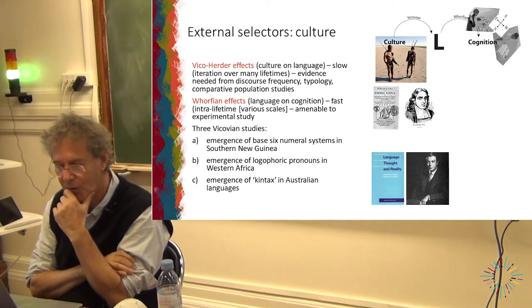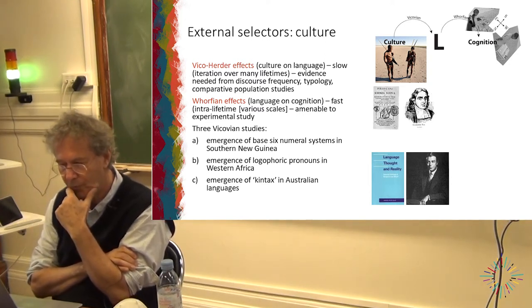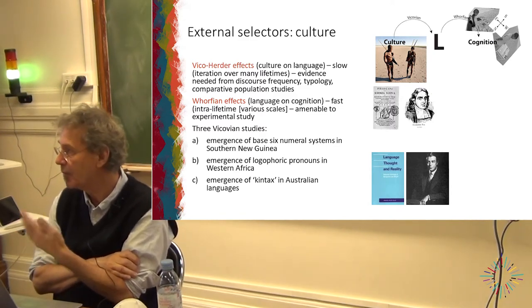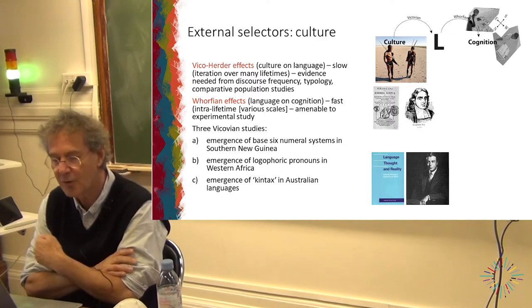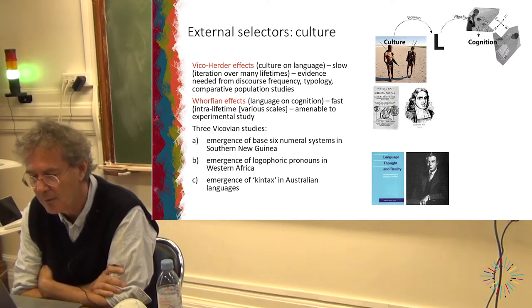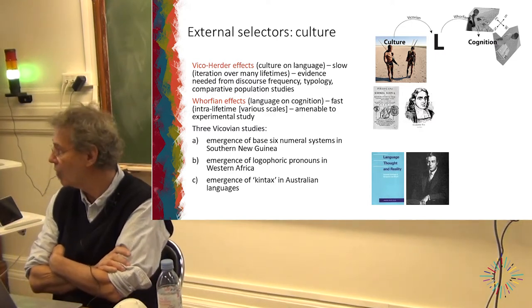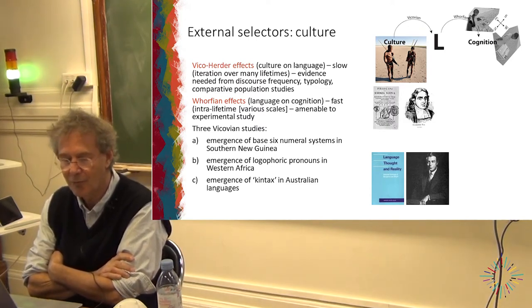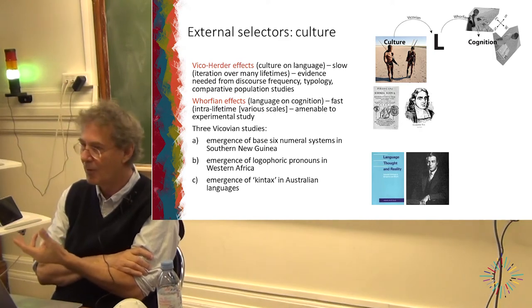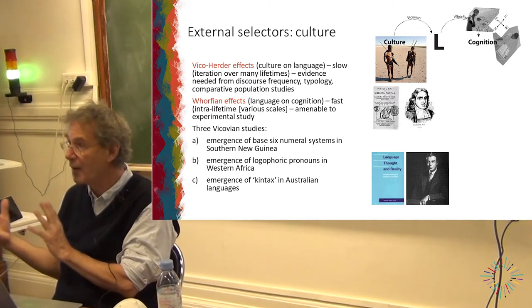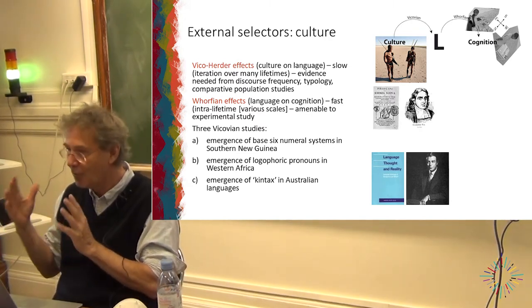I think it's useful to distinguish what we might call Vico-Herder effects, where we go back to Giambattista Vico, who was probably the first person to articulate this in a Western tradition, and then followed up not too long after by Gottfried Herder, and then by others. That is, that there's an influence of culture on language. And you know, back in the days of the early Romantic period, this was phrased as, you know, each people, each nation having its own genius that's uniquely reflected by its language. This is why nations should have their own languages and so on.